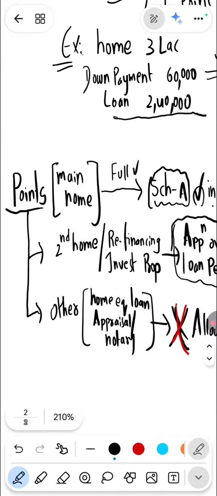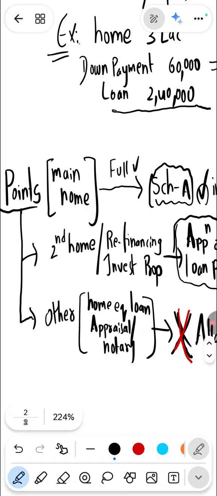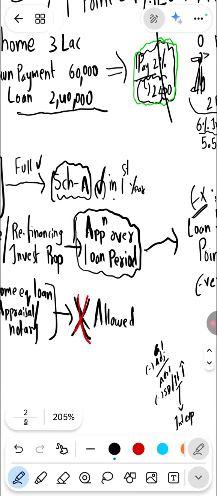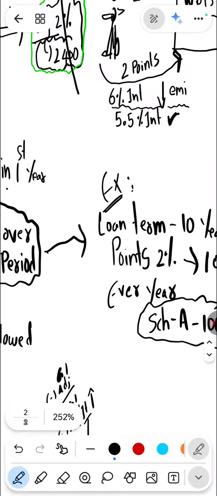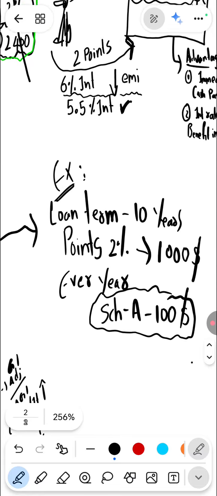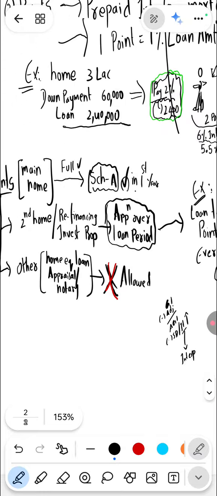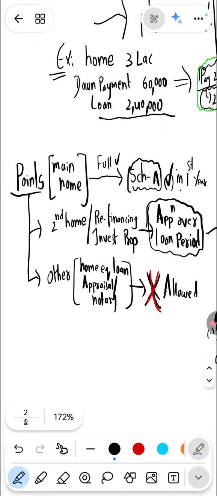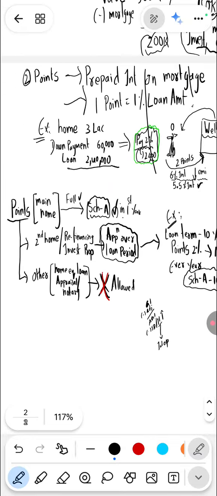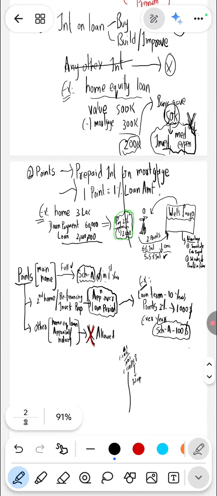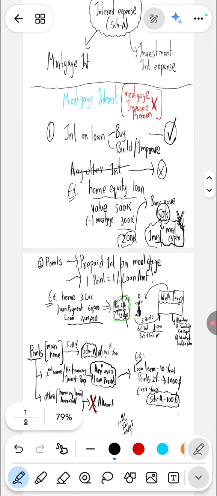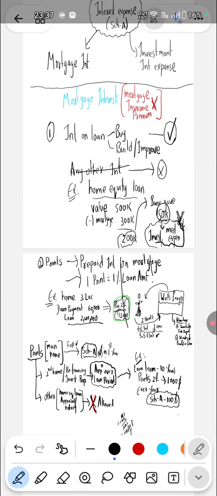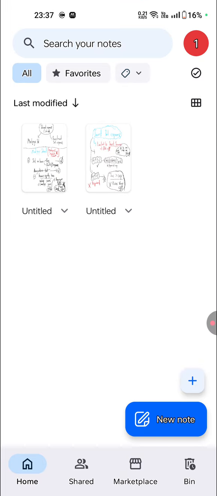Okay. And in case of a second home, refinancing, or investment property, in these three scenarios, they are apportioned over the loan term, and every year you will be getting that benefit, again itemized under Schedule A. In case of any other, we don't allow the points. So this is all about mortgage interest. So let us move to the second one.